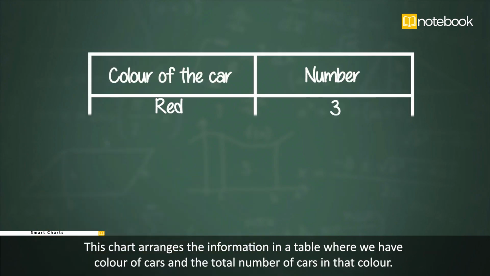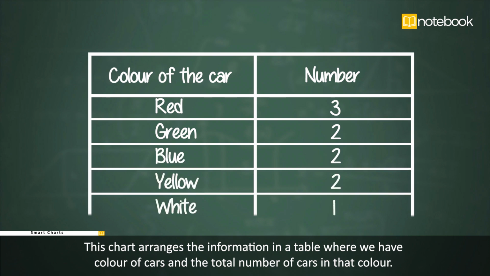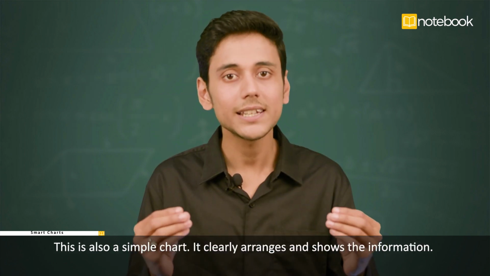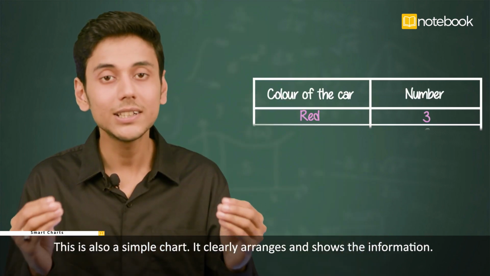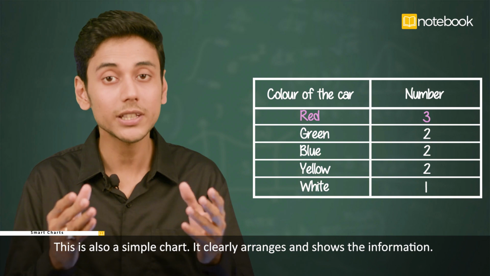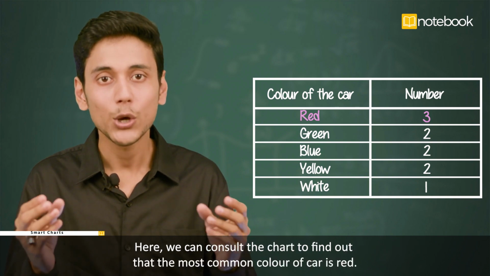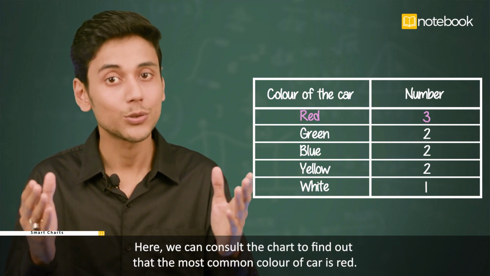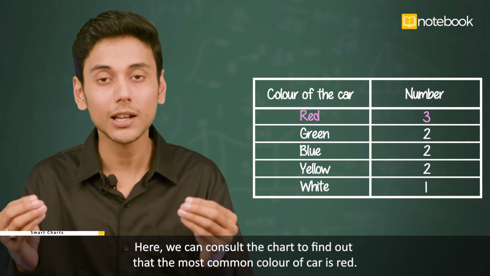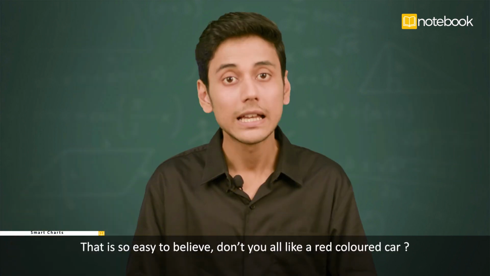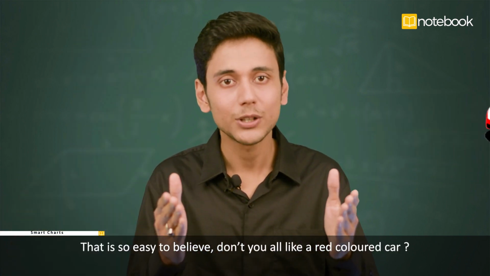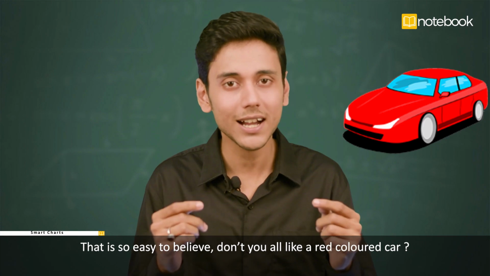This chart arranges the information in a table where we have color of cars and the total number of cars in that color. This is a simple chart. It clearly arranges and shows the information. Here we can consult the chart to find out that the most common color of car is red. That is so easy to believe. Don't you all like a red colored car?